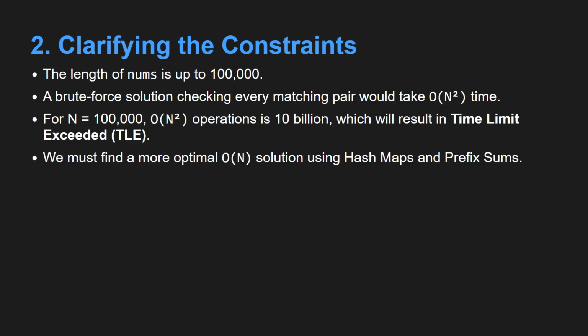Let's clarify the constraints. The length of the nums array can be up to 100,000. If we use a brute force approach, calculating the distances directly for every matching element, the time complexity would be O of n squared. For n equals 100,000, that is 10 billion operations, which will definitely result in a time limit exceeded error. Therefore, we must find a more optimal approach, ideally O of n time complexity, using hash maps and prefix sums.